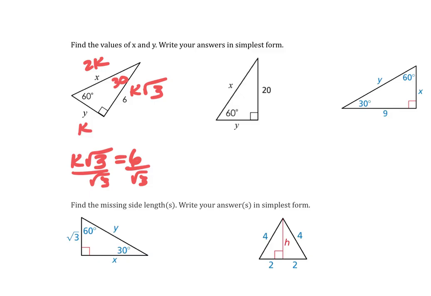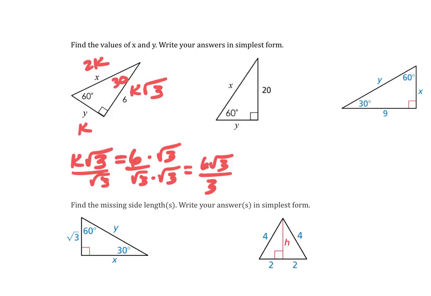And what we said yesterday was we don't want to leave a radical on bottom, ever, right? So we got to get rid of the radical off the bottom. How do we get rid of the radical off the bottom? Multiply by that exact same radical. And I got to do it to both top and bottom to keep it an equivalent fraction. So that gives me 6 radical 3 over 3.